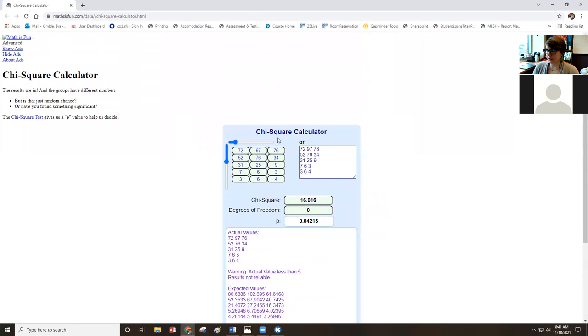So if we go to that calculator that we have right here, and you extend it so that you have the correct number of columns and the correct number of rows, you enter in the data here.